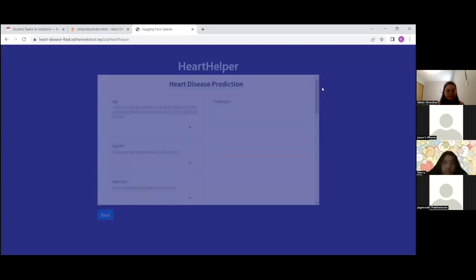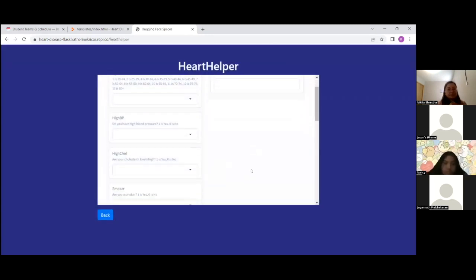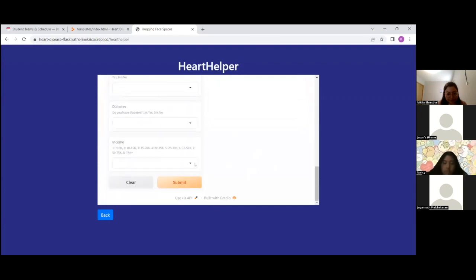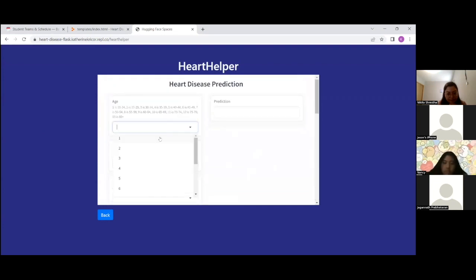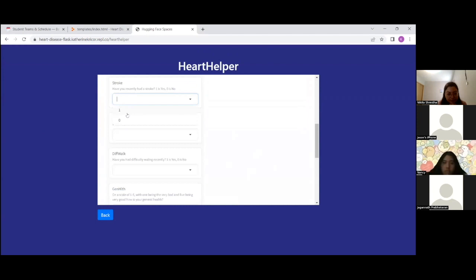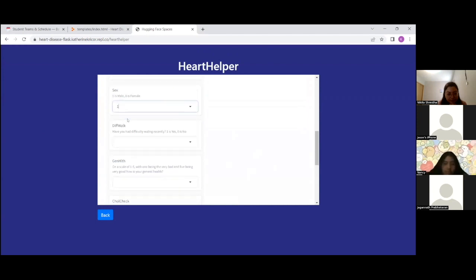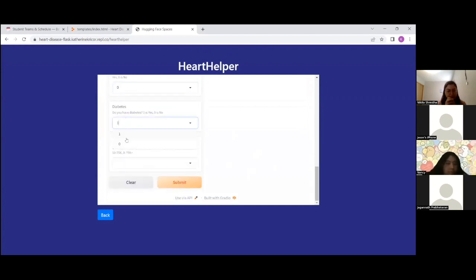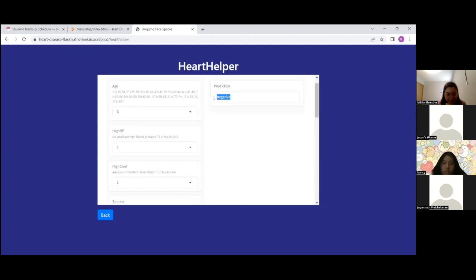And then we also made a Gradio model, which includes all 11 variables, which was previously mentioned. Once you put all the variables in, it predicts whether you have heart disease or not, as you can see. You can see here it says negative.